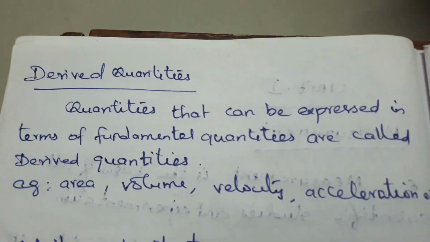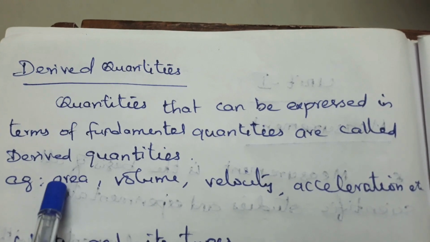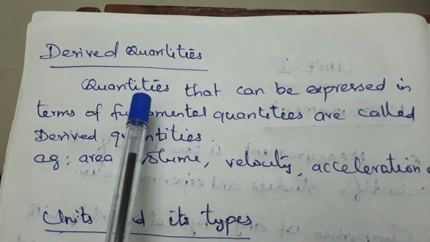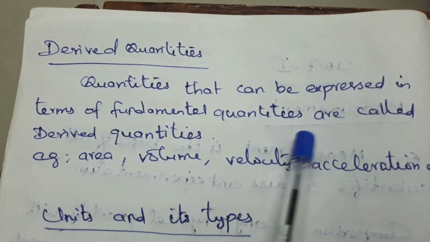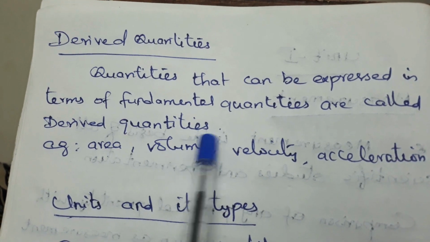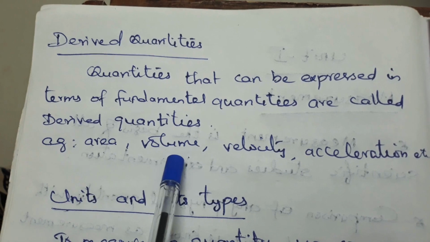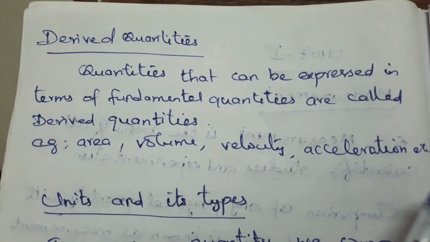Derived quantities. Quantities that can be expressed in terms of fundamental quantities are called derived quantities. Example: area, volume, velocity, acceleration, etc.